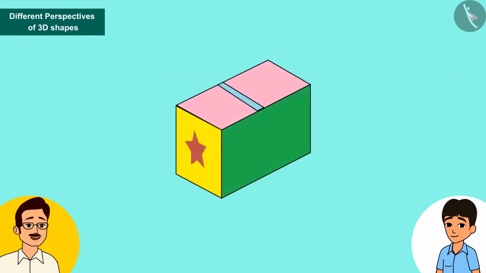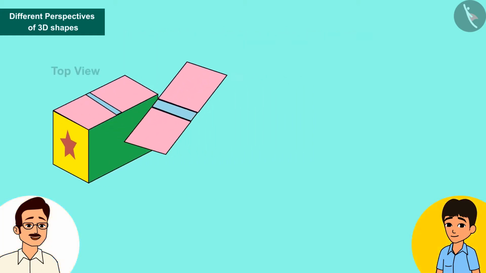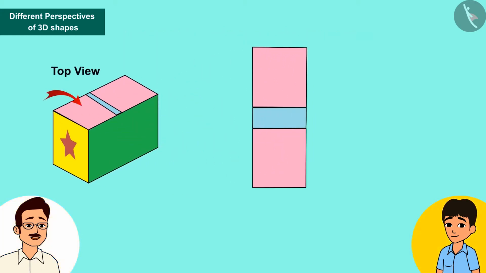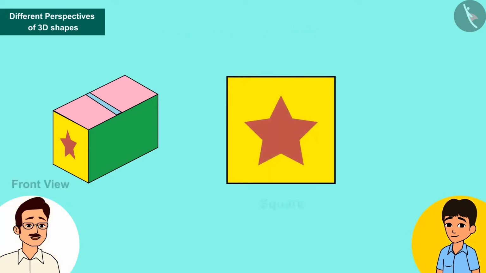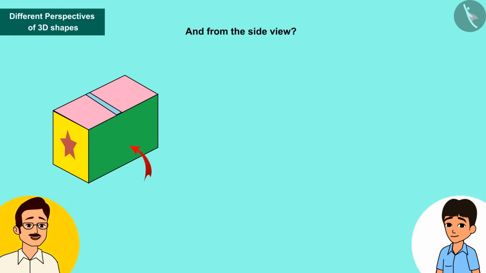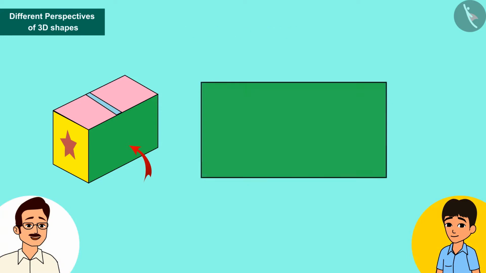Come. Now let me tell you another important fact related to shapes. If you look at this box from above, what do you see? I only see a rectangle when viewed from above. And what do you see from the front? Looking from the front, I see a square. And from the side view? Looking from the side, I again see a rectangle.